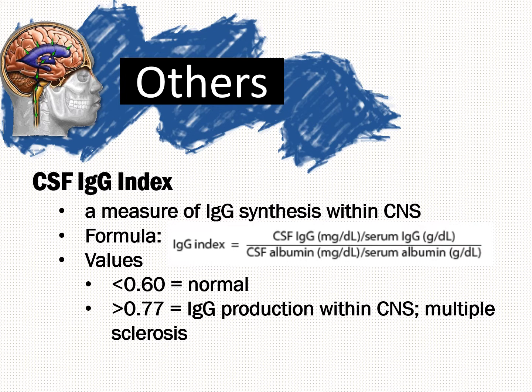The CSF IgG index is a measure of IgG production within the central nervous system. IgG is present in trace amounts but can also originate from production in the CSF, or can come across the blood-brain barrier. So using this formula, a value of 0.6 after computation may indicate normal production of IgG within the central nervous system, but if it's higher, like more than 0.77, it may indicate increased production of IgG within the CNS, or possibly multiple sclerosis.